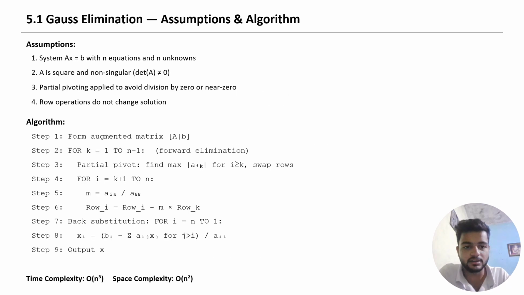Section 5, linear equations. Gauss elimination. Form the augmented matrix, for k equals 1 to n minus 1, forward elimination. Partial pivot: find the max value of aik for i greater than k. Swap rows. For i equals k plus 1 to n, we'll do this, and after back substitution we'll get the value of x.